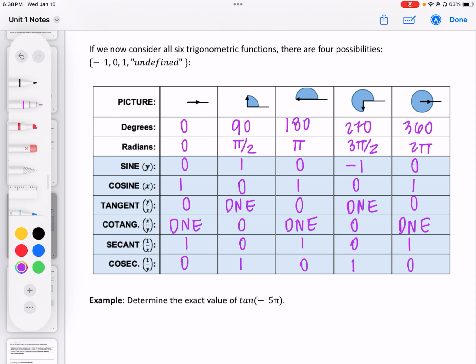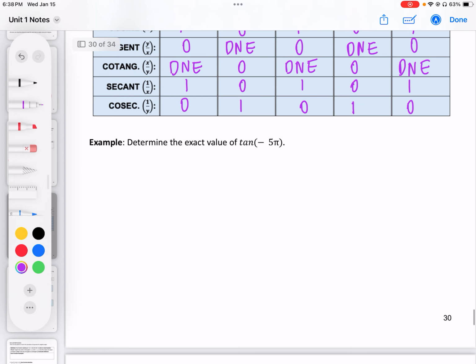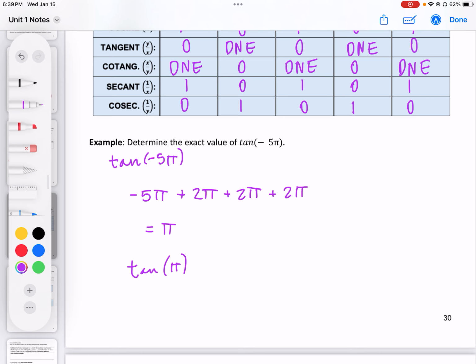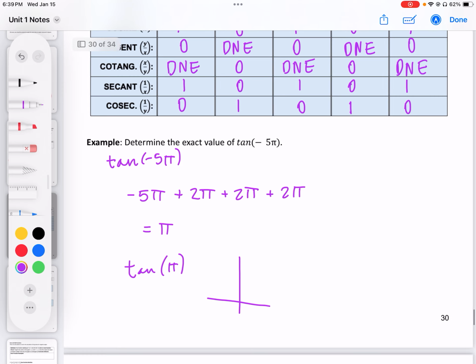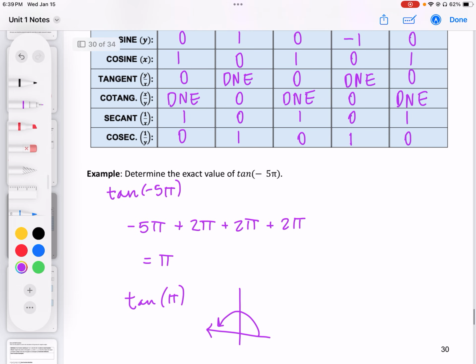Okay. Now, if we're interested in finding the exact value of tangent of -5 pi, I encourage you to go ahead and find that reference angle, right? So go ahead and add how many iterations of the circle you're going to need, in this case 6, in order to get pi. Okay. So what is tangent of pi? Well, we know that tangent of pi is over here. And so we know, based on what we just covered, that tangent of pi is going to be 0. Okay. Because we have a sine of 0, cosine of 1. So tangent will be 0.